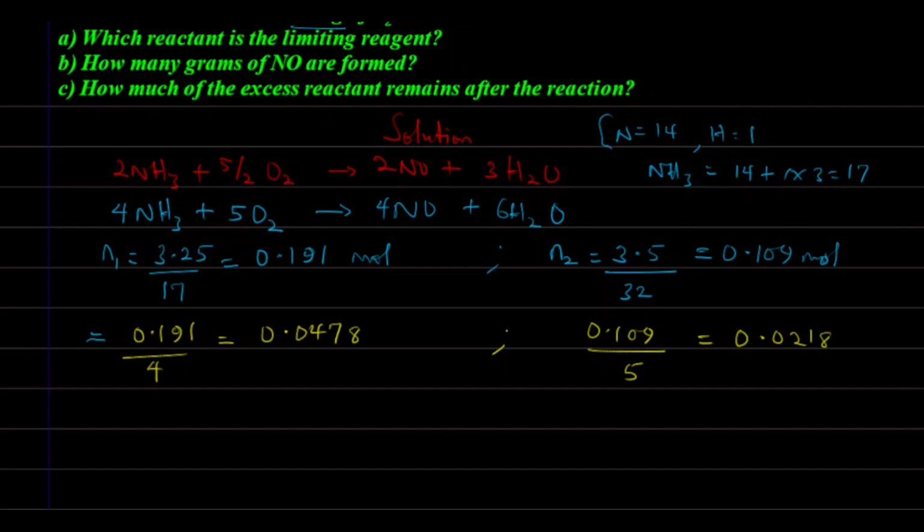Now, if you look at the two values, that is 0.0478 and 0.0218. 0.0478 is greater than 0.0218. That means since 0.0218 is less than 0.0478 and 0.0218 is produced by oxygen, oxygen is the limiting reactant or reagent because its own value is less than the other one, which is NH3.